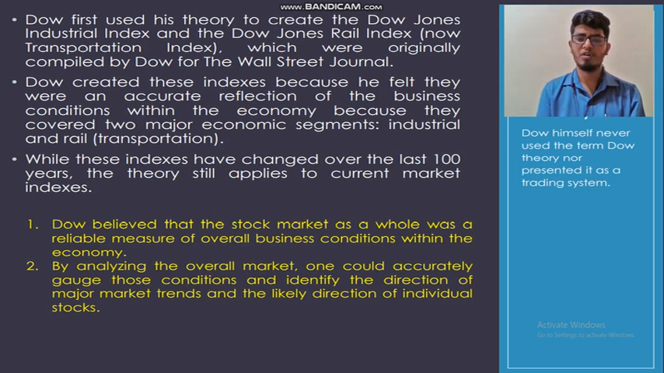Dow believed that the stock market as a whole was a reliable measure of overall business conditions within the economy. By analyzing the overall market, one could accurately gauge those conditions and identify the directions of the major market trends and the likely directions of individual stocks. So we can apply this theory to individual stocks and even to a particular market. By seeing the market movements, we can identify the trends, and on the basis of the trends, we can take our decisions to invest or not in that particular market, in that particular industry, and in that particular company.